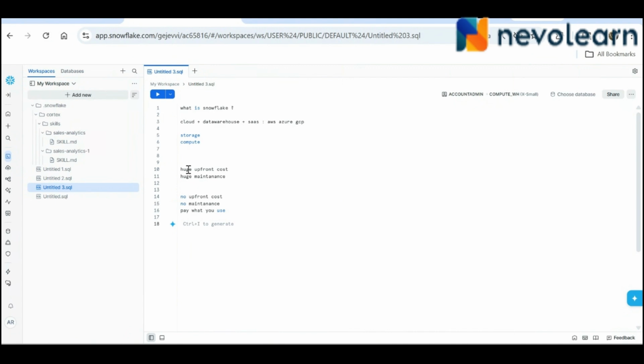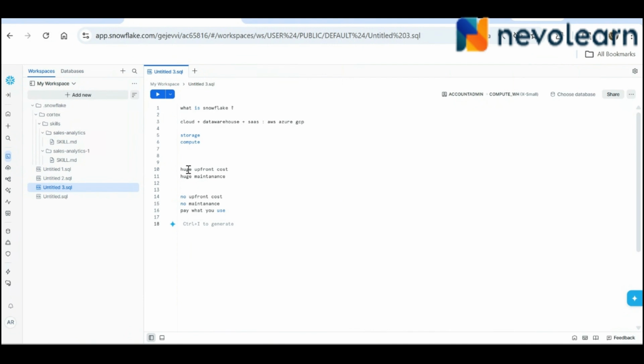You don't need to consider the server level, or any server-related problems. Basically, the cloud engineers will be taking care of it. I mean, the AWS, Azure, or GCP team will be taking care of it. You don't need to take care of the server-related things. That's the reason no maintenance activities are involved. Along with that, there is the pay-what-you-use model. Whatever you have used, you pay for it. This is nothing but the Snowflake concept.